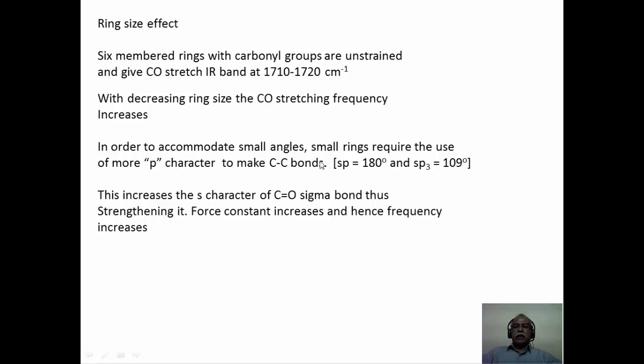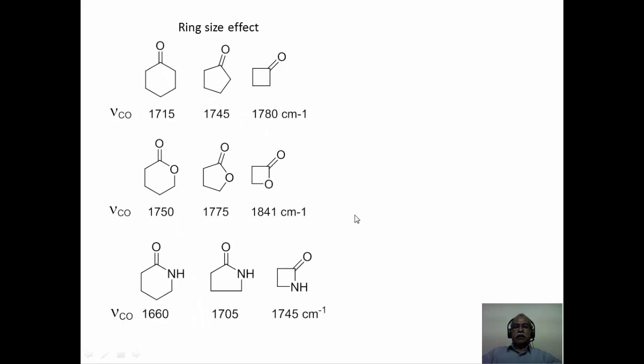So in order to accommodate the angle, the best way the molecule can cope with the strain is to increase the p character of the carbon-carbon bond. As the p character of the carbon-carbon bond increases, the s character of the carbon-oxygen sigma bond increases, thereby strengthening the carbon-oxygen sigma bond in the case of smaller ring systems. The force constant increases in the smaller ring system compared to the relatively unstrained 6-membered ring. A 3-membered ring will have a much higher s character of the carbon-oxygen bond, and as a result of the increase in the force constant, the frequency also increases. This is illustrated clearly in the following examples.